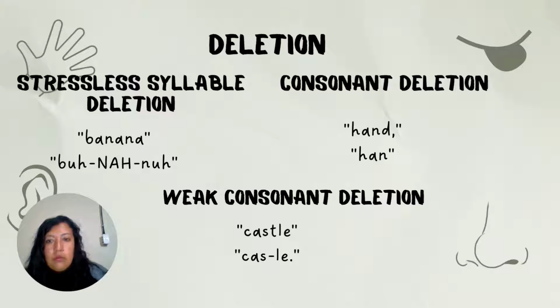That's for consonant deletion. In some casual speech, consonants might be deleted. For instance, in the word ham, the final consonant might not be pronounced in fast speech, so it sounds like han. With consonant deletion in words with clusters of consonants, weaker consonants may sometimes be dropped. For example, in the word castle, the T sound may be dropped in casual speech, resulting in cassle.